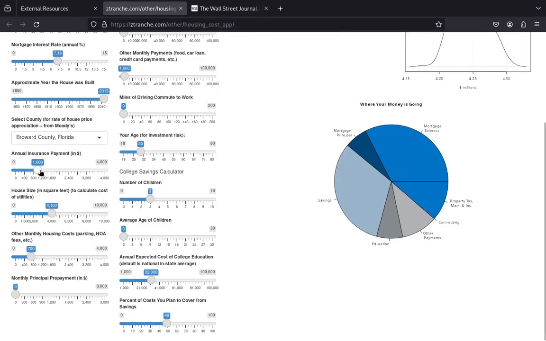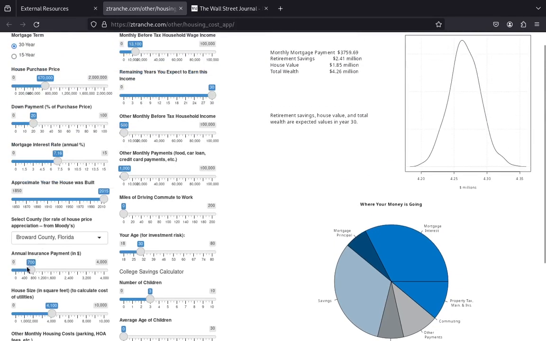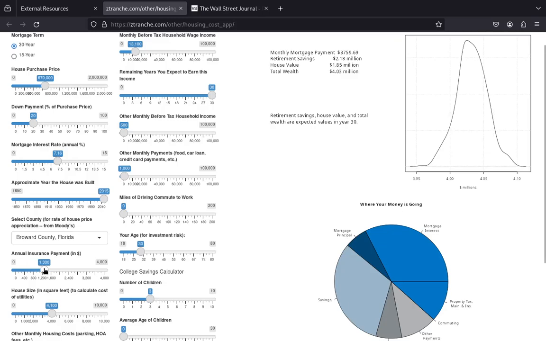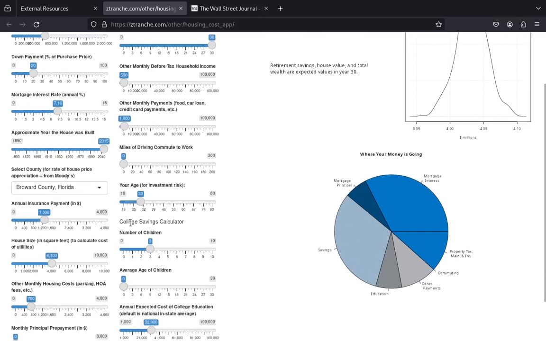people often forget is the insurance payment. Insurance payments, particularly in something like Broward County, are going up dramatically, right? So when doing this, you can see the effect that, okay, well, this interest payment is going to have a decently sized effect on retirement savings, on where your money is going, right? And probably if you were buying a house, I'd set this higher than you think.